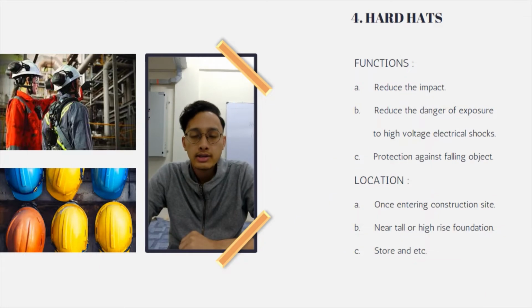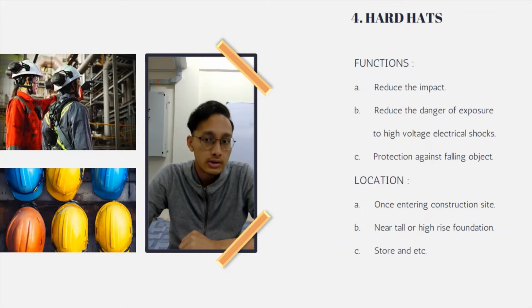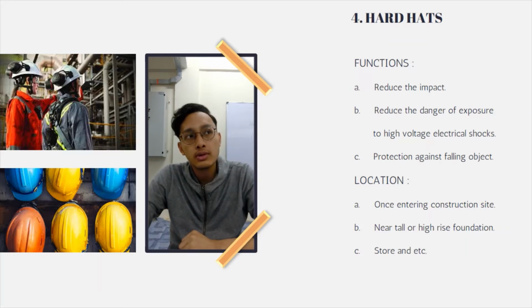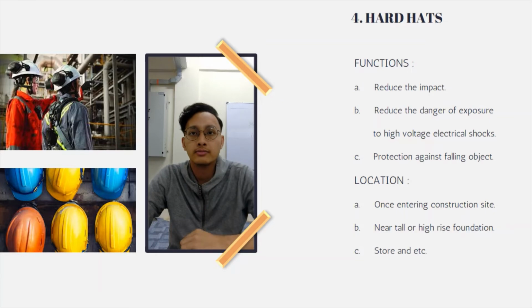Alright. So the next PPE is the hard hat. Hard hats are used to reduce the impact and reduce the danger of exposure to high voltage electrical shocks. They also protect against falling objects. Hard hats are a must-wear PPE once you enter the construction site. They are also most suitable near tall or high rise foundations and stores. So we go to the next slide.